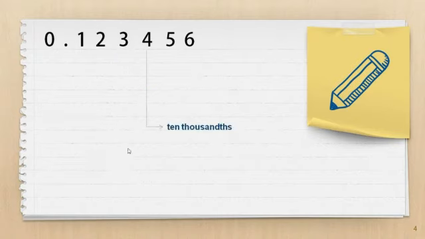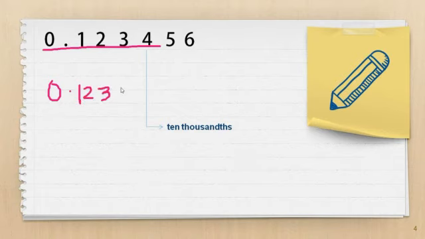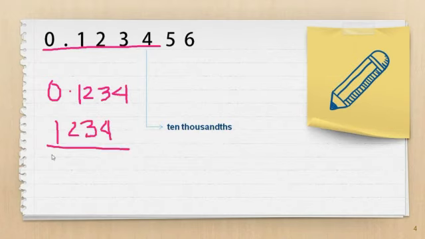Next is the 4. It is in the ten thousandths. So if we have 0.1234, it is read as 1,234 ten thousandths. In fraction, we write 1, 2, 3, 4, and since it is in the ten thousandths, over 10 thousand. Okay? So, that's it.